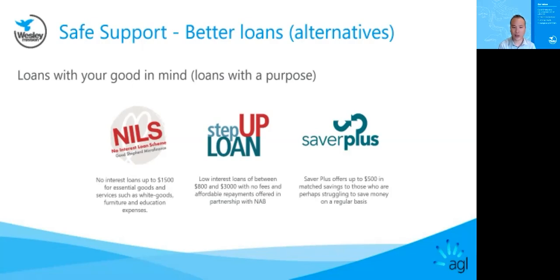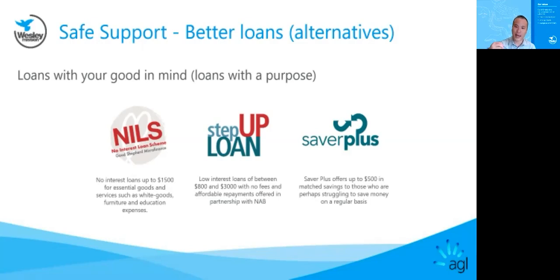So you can get a no interest loan of up to $1,500 for essential goods, services, white goods, furniture, and education expenses. The way I describe this is that these are loans with a purpose. These are loans with your client's good in mind, or your good in mind. These are loans that have obligations attached to them. And generally, if you ask your clients or you think about the loans that are out there which have no obligations, that are nimble, that don't ask any questions, generally those are the more dangerous ones.